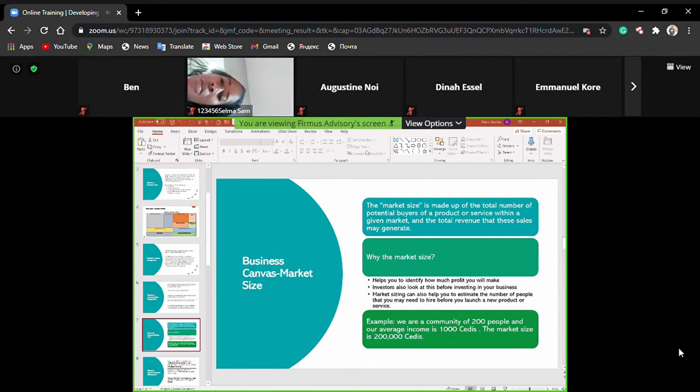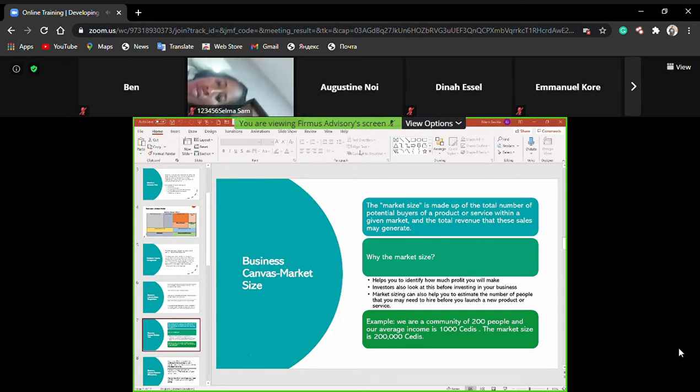And it will all come together when you are looking at how you want to price your product or service, how you want to engage your people, and all that will go into it. So being able to identify the market size is a very, very important thing to do before you start a business. So the example here: if you live in a community of 200 people, and the average income of that community is 1,000 cedis, the total market size for that community would be 200,000 cedis.